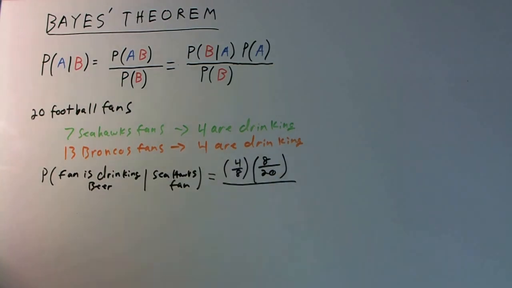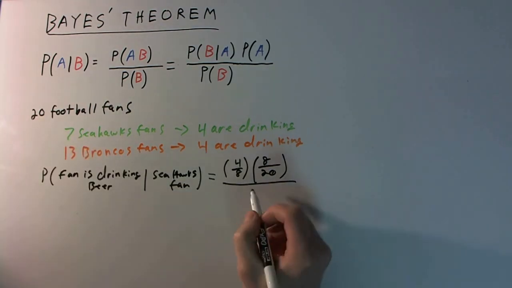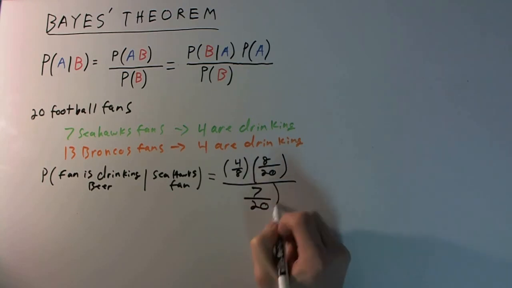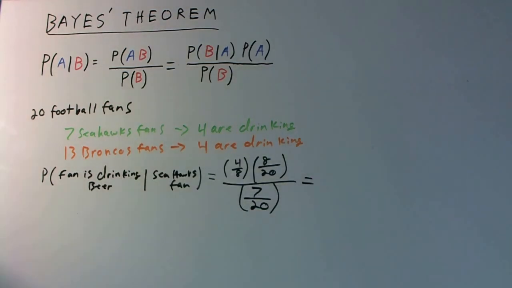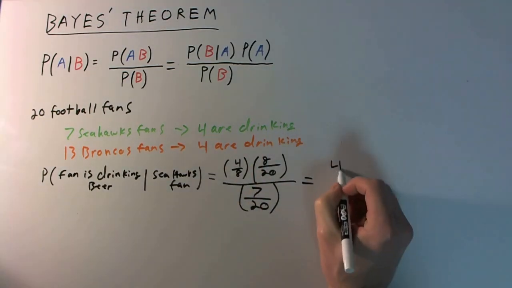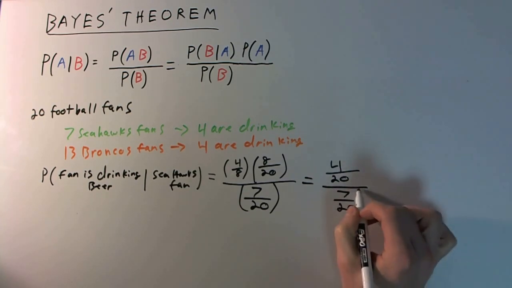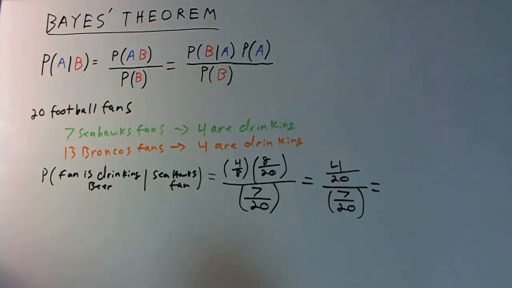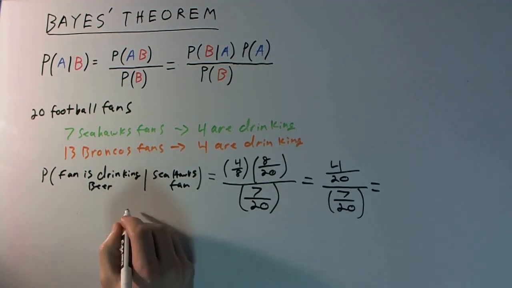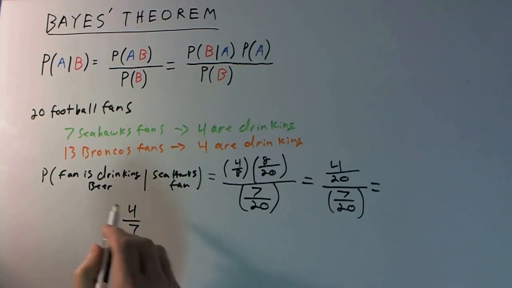Divided by the probability of the given. What's given? Well, we know that the person is a Seahawks fan, right? So what's the probability that if we pick a person, he's going to be a Seahawks fan, regardless of the fact of whether he's drinking or not? Well, we have 7 Seahawks fans out of a total of 20, so that's just going to be 7 divided by 20, right? So obviously we can simplify this, right? So then we have 4 divided by 20 divided by 7 over 20, right? And that's going to be equal to, let's write it down here, 4 over 7, right?